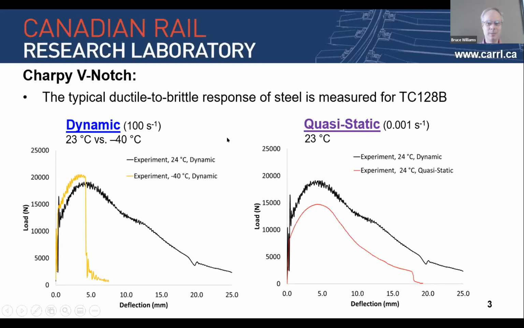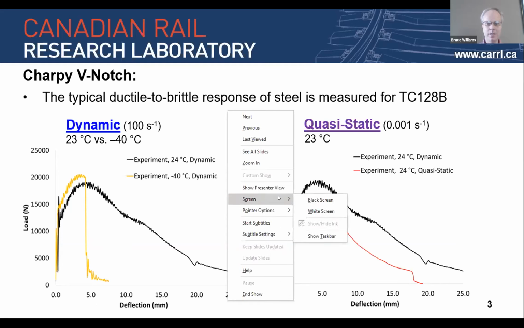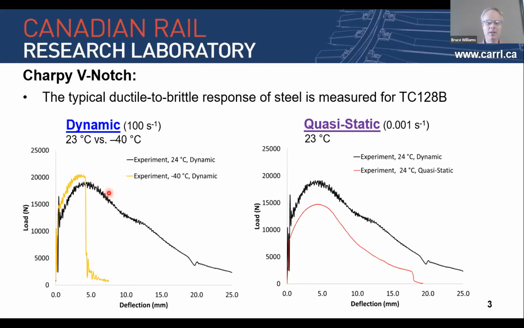So let me put on the pointer here. What we see on the left is the response between minus 40 degrees Celsius and room temperature. If you take the area under the curve as the energy absorbed, you absorb much more energy at 24 degrees Celsius. What we're interested in at low temperatures is this sudden load drop. The material transitions from a ductile crack to a brittle crack, and with that you get a sudden load drop in the material. So we want to make sure we can capture that.